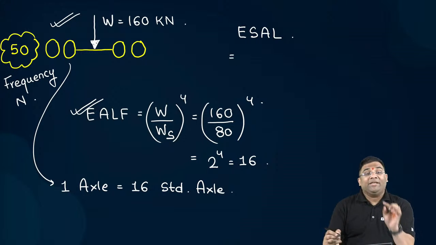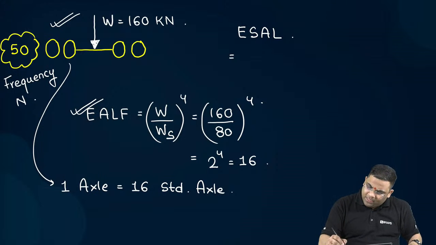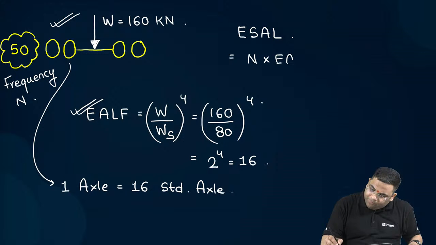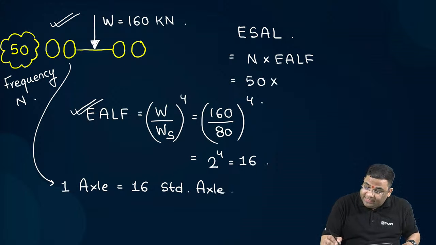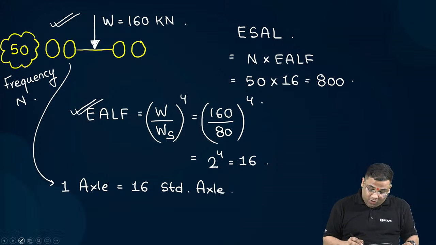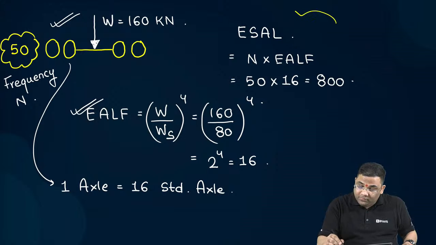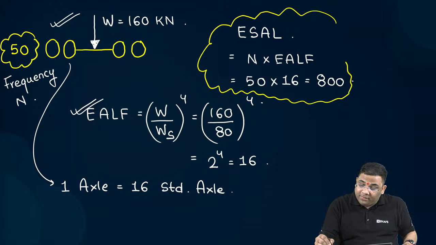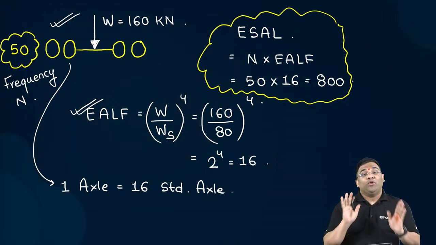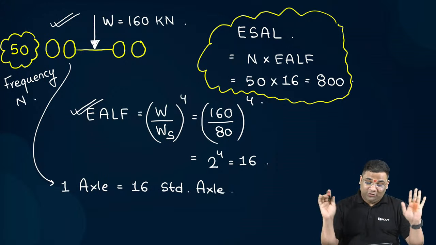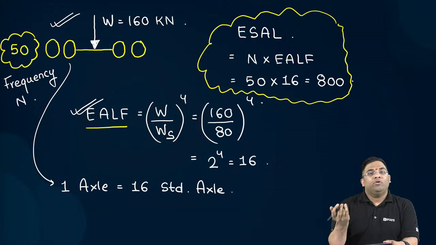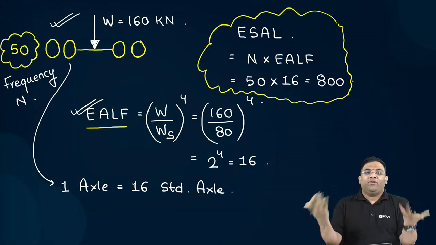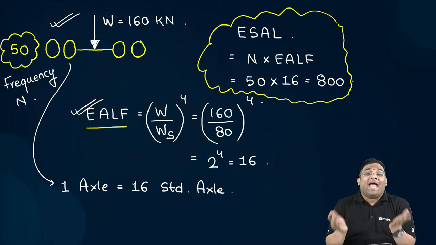So how to find out this equivalent standard axle load? Very simple. The frequency into the factor. So this gives me 50 into 16. I'm getting a value of 800. Understood this? How to convert any axle load into equivalent standard axle load? First you find out the equivalent axle load factor. Then once you find out, multiply with the frequency. You will get equivalent standard axle loads.